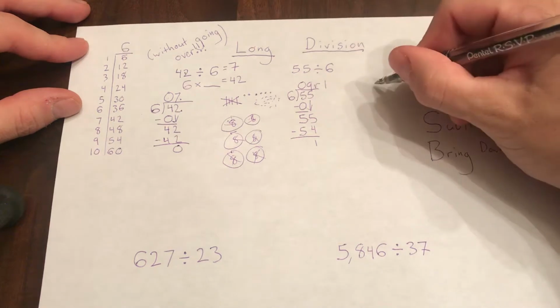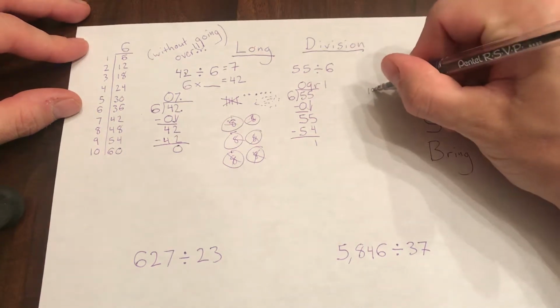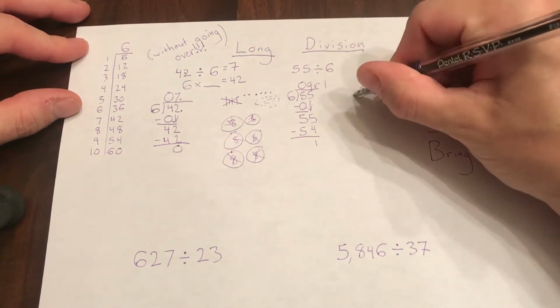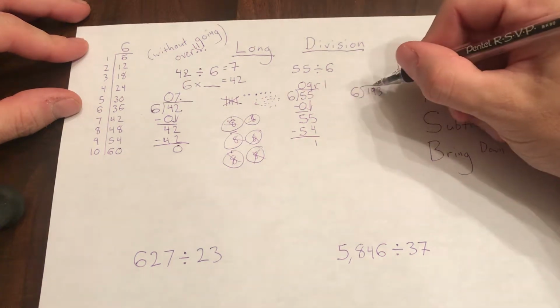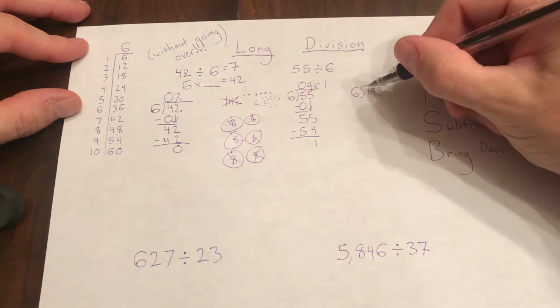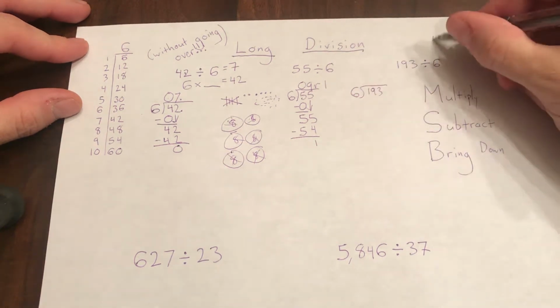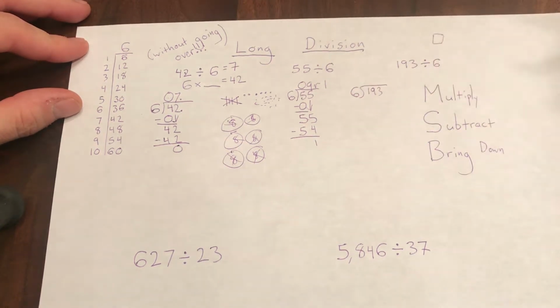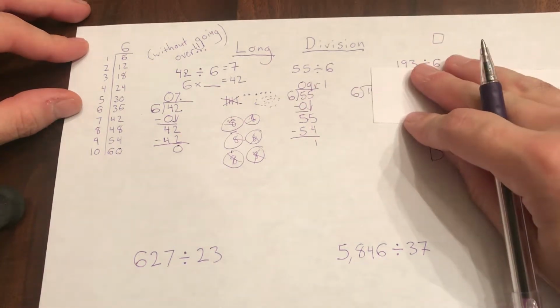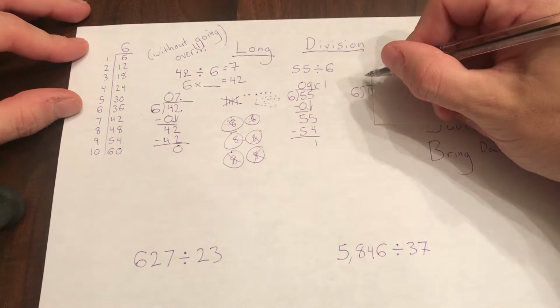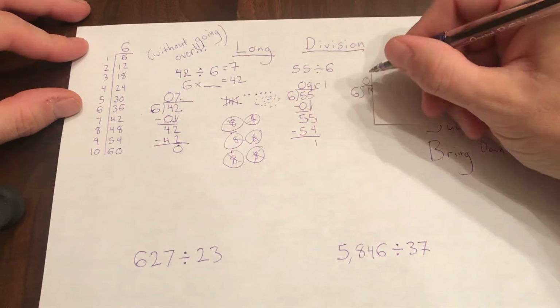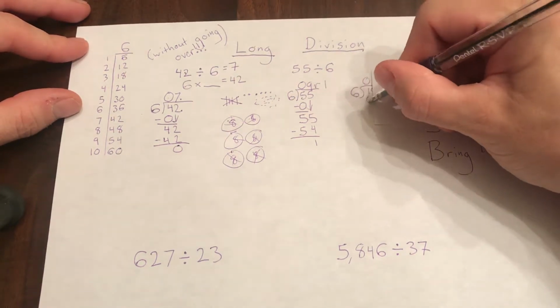So my last one, 193 divided by 6, I rewrite it. 193 divided by 6. Now I've got 100, 9 tens, and then 3 ones. I look at the 100. Can I take a 100 block and put that into multiple groups of 6? No. So this is where I say, how many times can I split that 100 into 6 groups? 0. And I'll say 6 times 0 is 0.